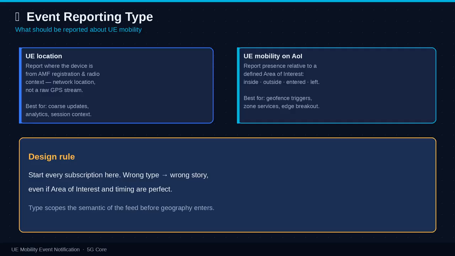Why separate these? Because not every consumer wants the same grain. An analytics function might only need coarse location updates. A zone based service might only care about the Boolean, is the UE inside my mall campus, and the moment that flips. Event reporting type is how the consumer scopes the semantics of the feed, before geography and timing even enter the picture. When you design a subscription, start here. If you pick the wrong type, the richest area of interest in the world still delivers the wrong story.